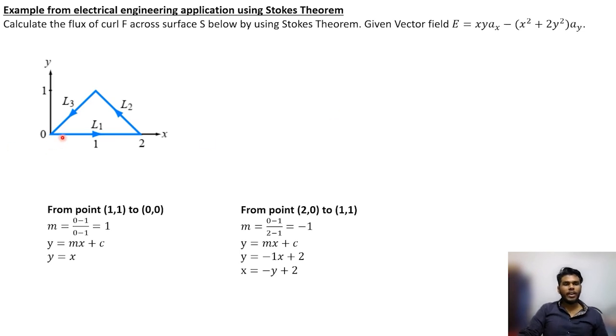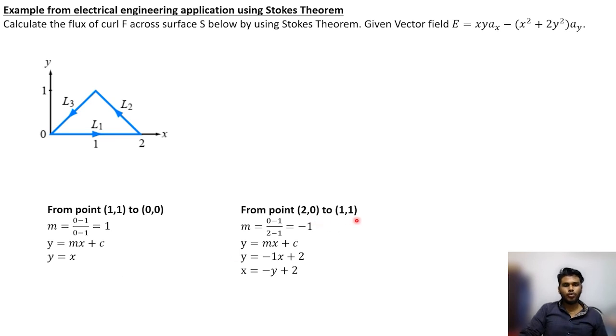As we can see here, we have L1, L2 and L3. From point (1, 1) to (0, 0), which is from here to here, we can find the gradient, which is equal to 1, and by using the equation y = mx + c, we can get the equation of that line, which is y = x.